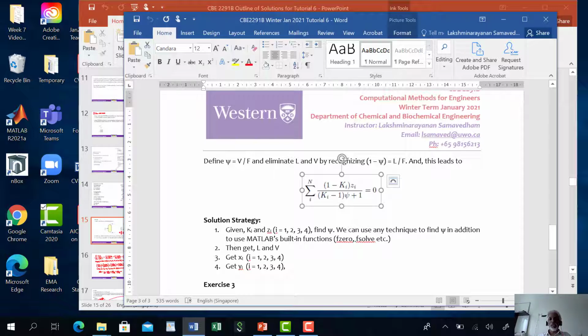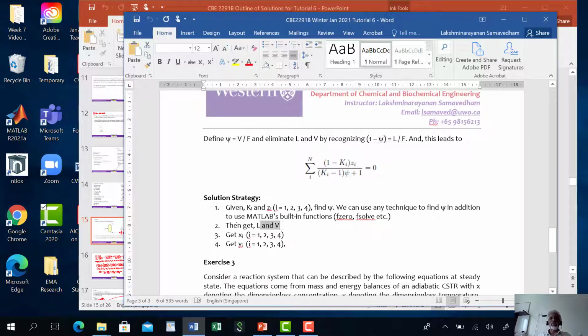So once you find out psi, then you can use these definitions to get V and L. Of course, you have to assume a value for F. You can assume that you're using a value of F equal to 100 or 1000, right? Your choice. I think I've chosen F equal to 100. That's the basis for calculation. So we have assumed a value for the symbol F. All right. So once you get L and V, then you can get Xi.